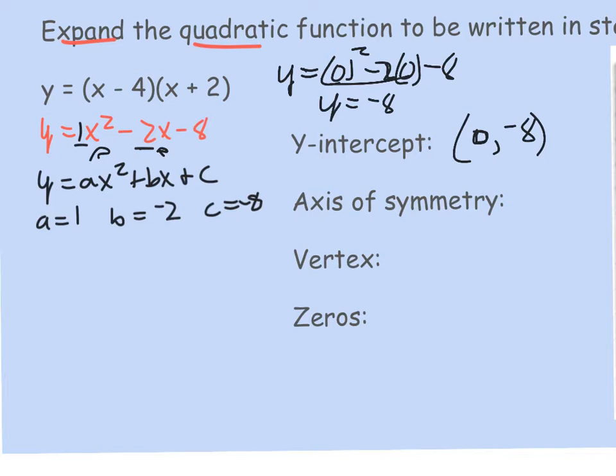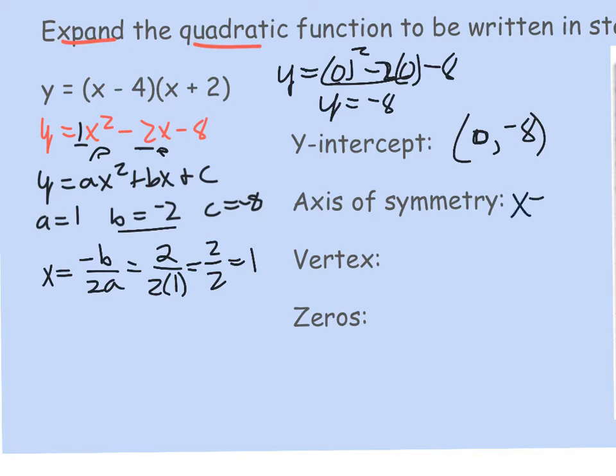And there you go. Axis of symmetry, well, that's where we use that little formula, x equals negative b all over 2a. Negative b would be the opposite of b, so if b is negative 2, that's positive 2 over 2 times a, and a is 1. So 2 over 2, or 1. So my axis of symmetry, x equals 1.